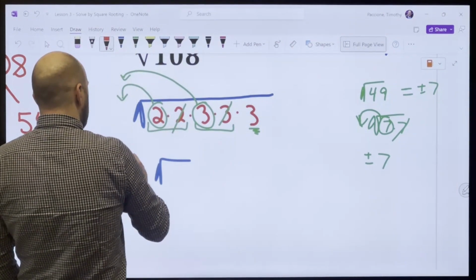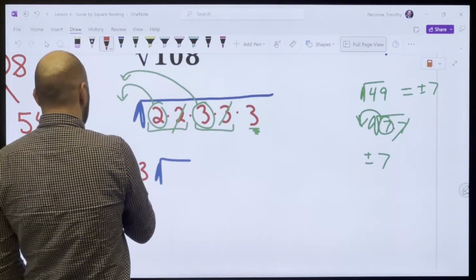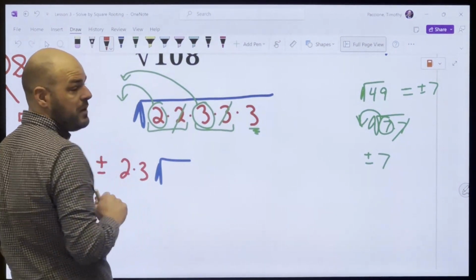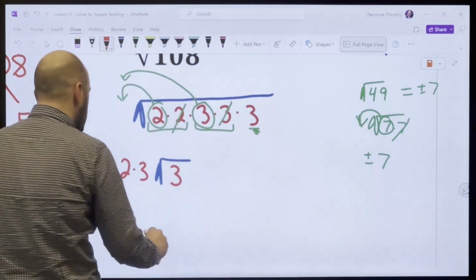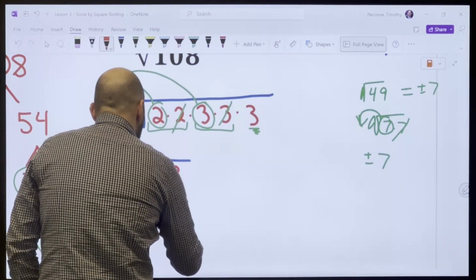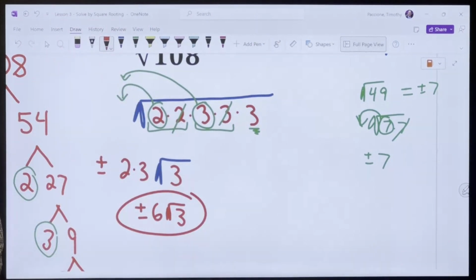I have 2 times 3 on the outside, and on the inside, and I should say plus or minus, because we're always plus or minus when we square root. On the inside, all I have left is 3. 2 times 3 is 6. Plus or minus 6 square root of 3 is my answer. It's the same answer I got when I knew my perfect squares.